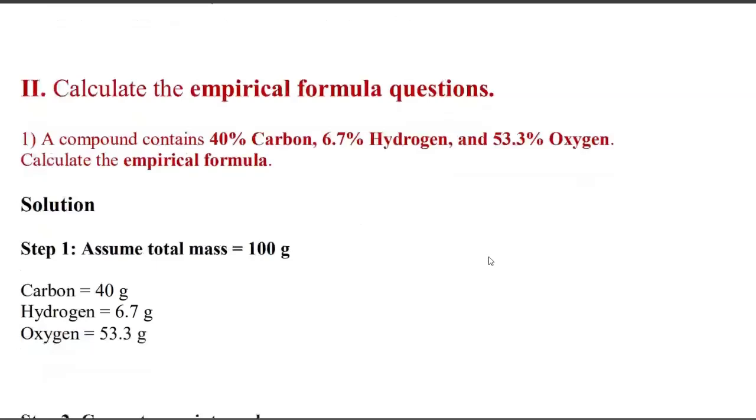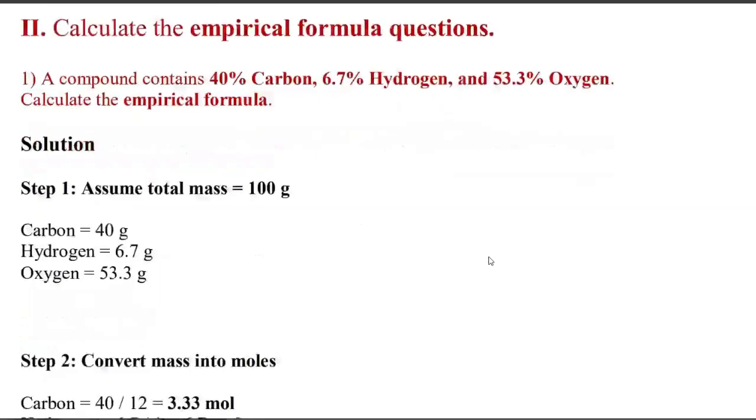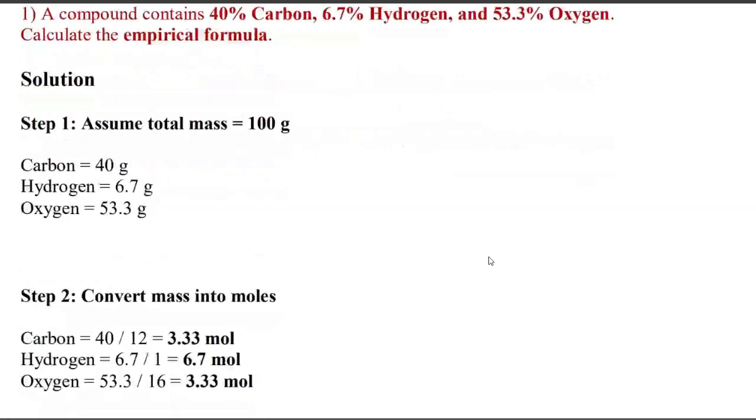The first question is: a compound contains 40% of carbon, 6.7% of hydrogen, and 53.3% of oxygen. Here they have asked to calculate the empirical formula. So here also you have to write stepwise as I've given here. As it is a regular exam question, it tests your understanding of percentage composition, and marks are given stepwise. So even if the final answer is wrong, you can still score marks.